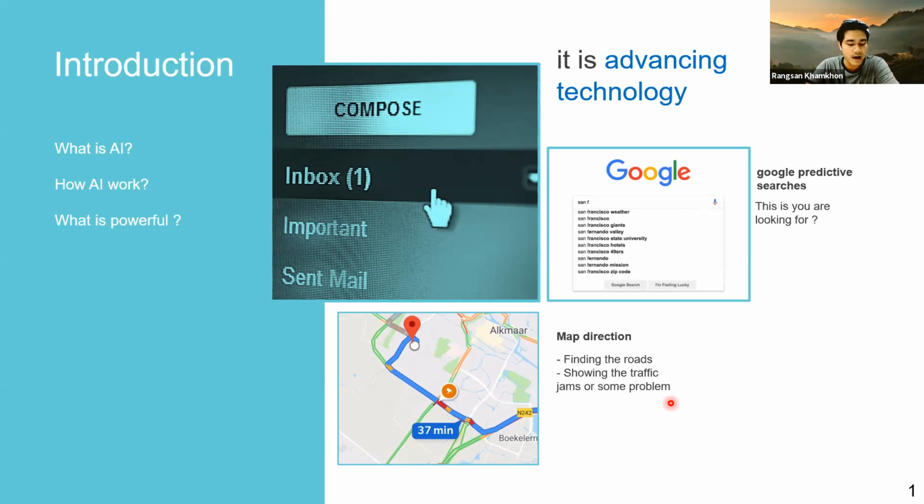Nowadays, AI has a significant impact on our everyday life, such as email filters. We can filter the email from several people and the important email and spam email. Another thing, Google predictive search: it predicts the word that you type in Google, so it knows what you want to search. And the last one, map direction. We can manage the path that you want to go. Okay.